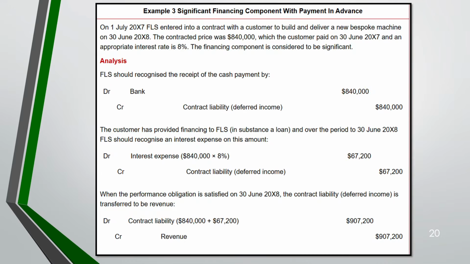Now, example 3. This is with the payment in advance. Significant financing with the payment in advance. That means significant means more than 1 year. So there will be an interest element. Always, whenever a significant financing component is there, do not forget the interest element. But you have to know whether it is an income or an asset, that means interest income or interest expense. So let us see this.